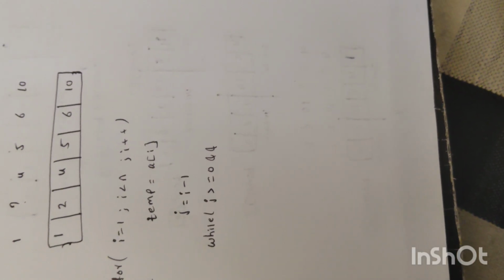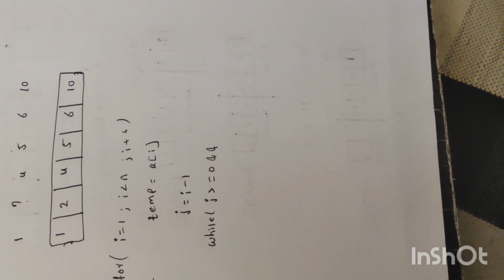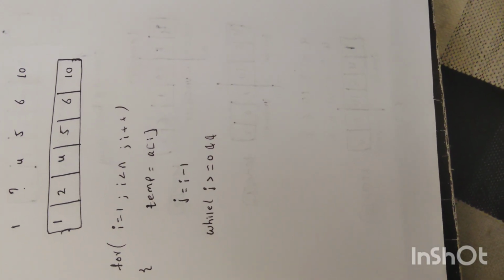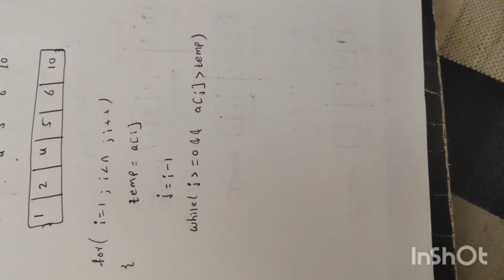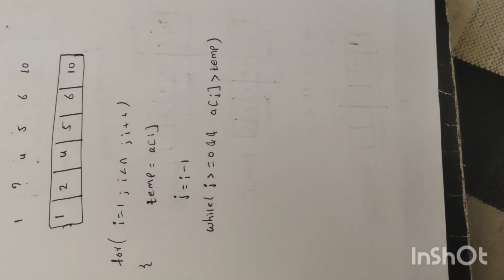Fine. Now we have started from here only. So the index is 0, 1, 2, 3, 4, 5. So here the I value is 5, the j value is I minus 1, that is 4. Fine. Now check: j is greater than or equal to 0 and this value 10 is greater than the temp value. So how to write this one? A of j greater than temp, so this A of j greater than 10.